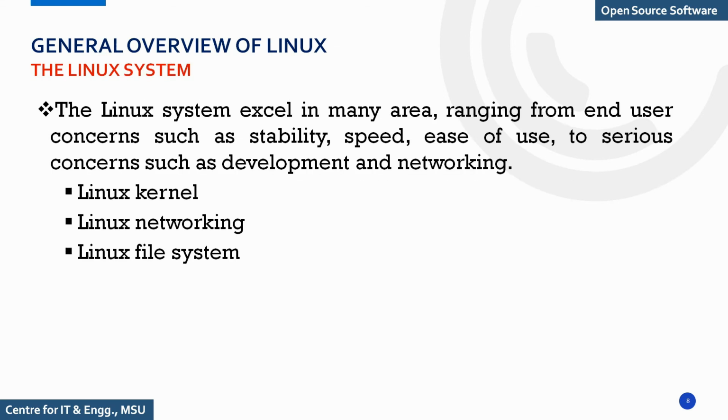The next topic is about Linux systems. The Linux system excels in many areas, ranging from end user concerns such as stability, speed, and ease of use, and it comprises three components: the Linux kernel, Linux networking, and the Linux file system. These three components we are going to see in the next few slides.